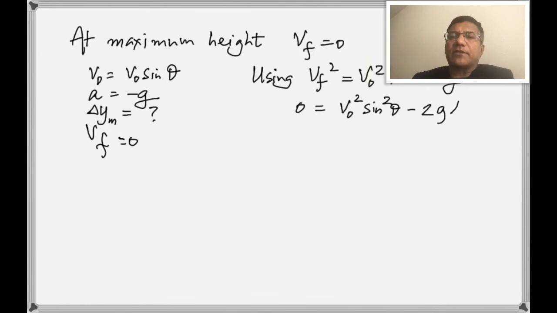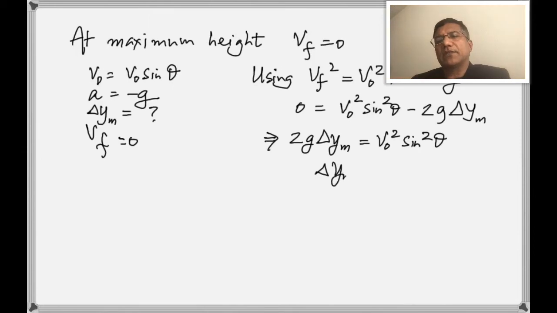And then you get 0 is equal to V naught squared. Just plug it into that, rearrange, and you get delta y. The m there stands for maximum. So maximum height is V naught squared sine squared theta by 2g.